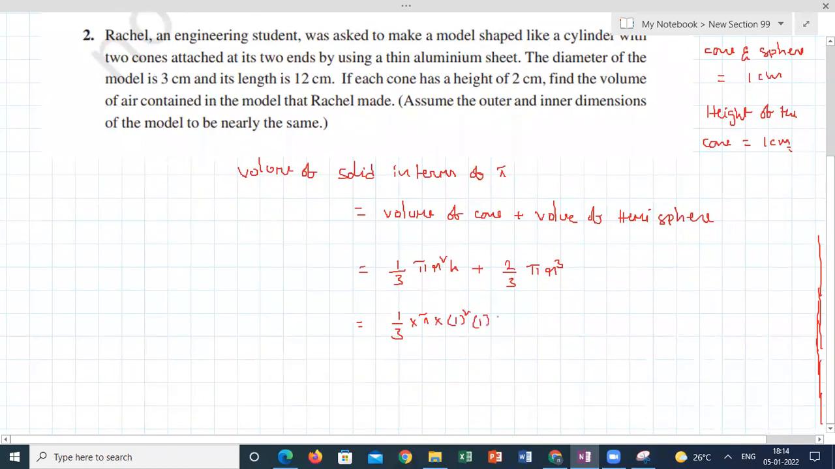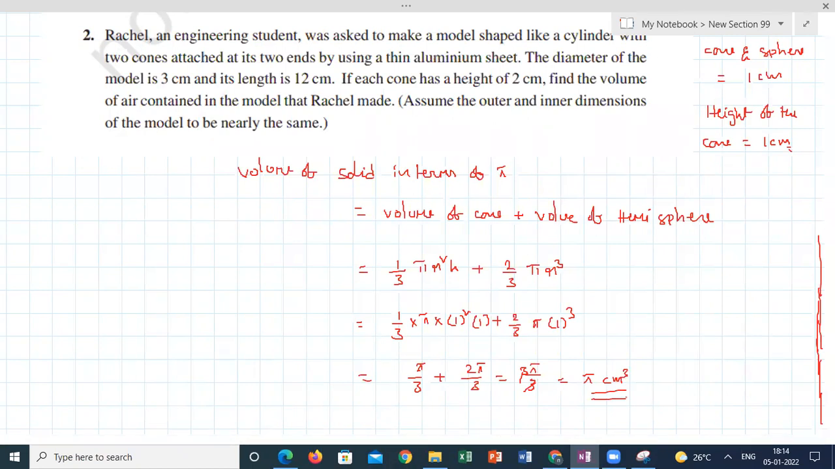1/3 pi 1 square into 1 plus 2/3 pi 1 cube. This will be pi by 3 plus 2 pi by 3. The answer is 3 pi by 3, 3 cancels. Pi centimeter cube is the answer, because volume is in terms of cubic centimeter or cubic units. Hope you are clear. Yes, sir. Shall I move to the next one? Yes, sir.